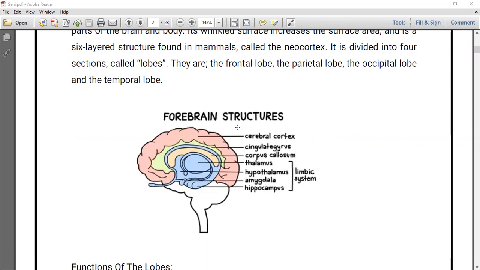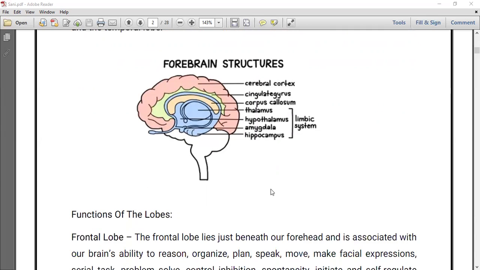These are called the forebrain, and the forebrain is further divided into these types. Number one is the cerebral cortex, the surface of the cerebrum, and the limbic system. The limbic system is comprised of four parts: thalamus, hypothalamus, amygdala, and hippocampus. And now we discuss these lobes of the forebrain.